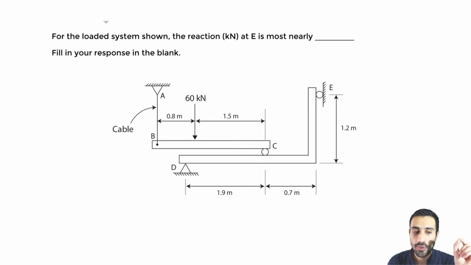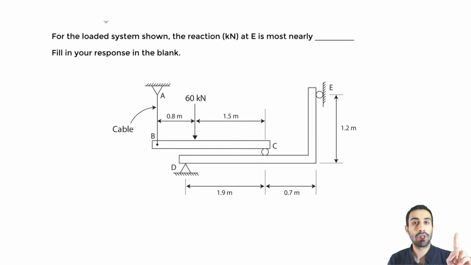Now we're told for the loaded system shown, the reaction in kilonewtons at E is most nearly what? And we want to fill in the blank. So don't panic here. Don't get overwhelmed. Fill in the blank questions are common nowadays. So we're just going to get an answer and fill it in there. And usually you want about 4 to 5 sig figs, and we'll talk about that at the end. Usually it's a whole number for these fill in the blank, but don't worry, get an answer and put it in there.